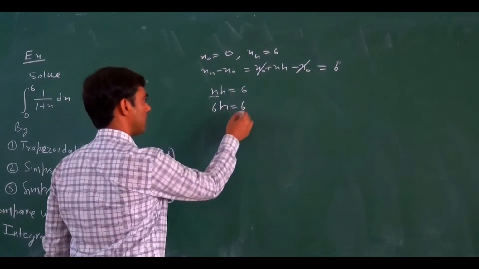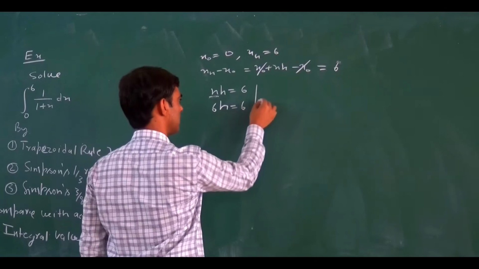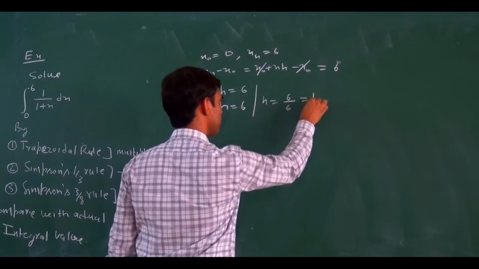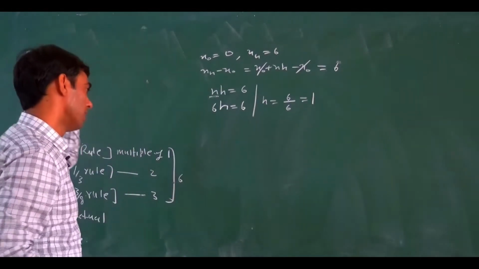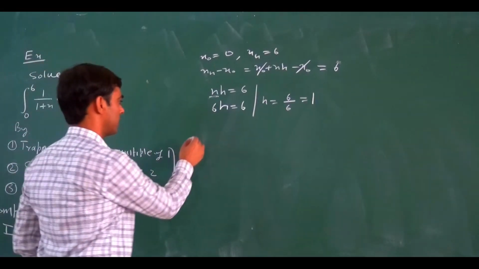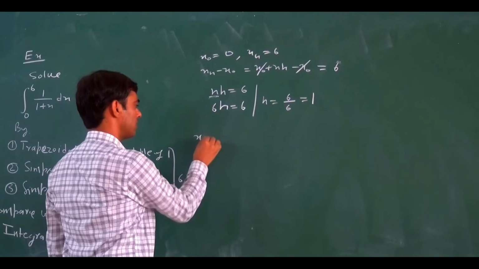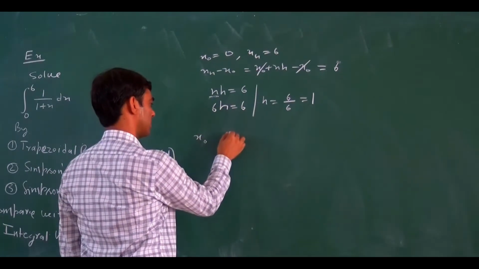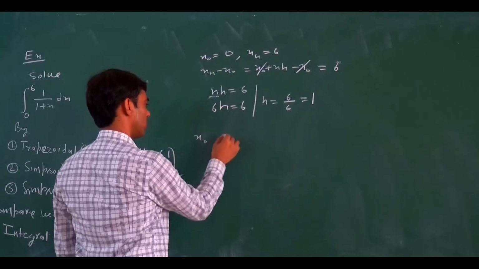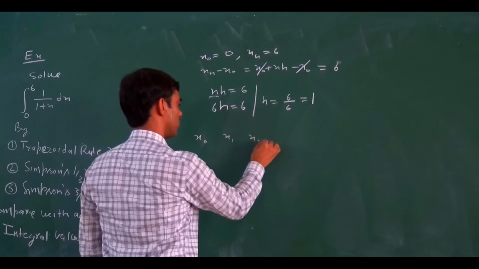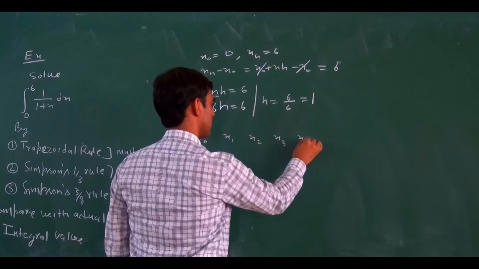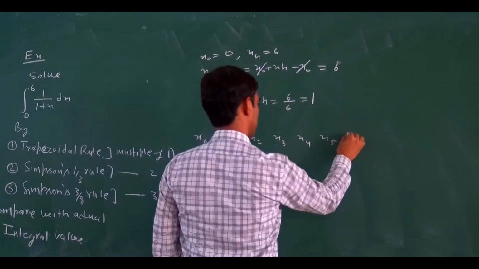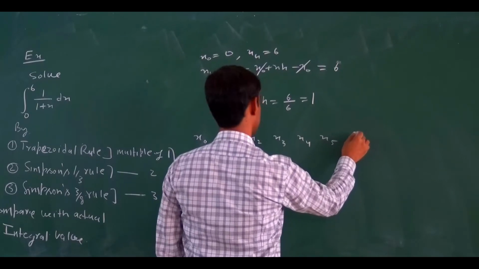So what is the value of h? The value of h here becomes 6 by 6, and the value of h becomes 1. Now we write the values of x0. We divide this into 6 equal parts: x0, x1, x2, x3, x4, x5 and x6.